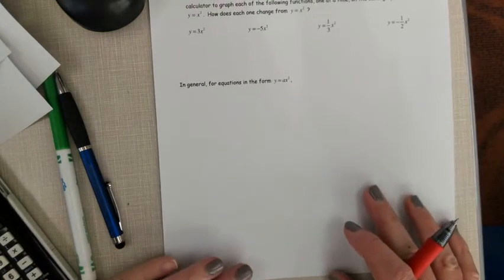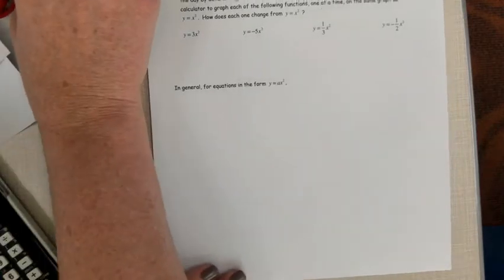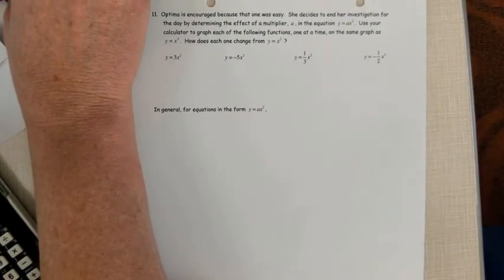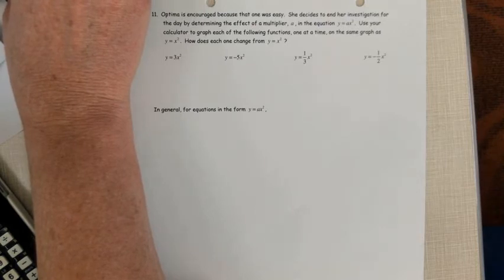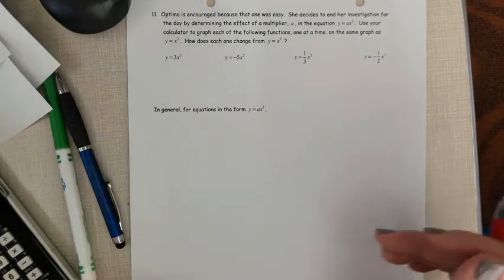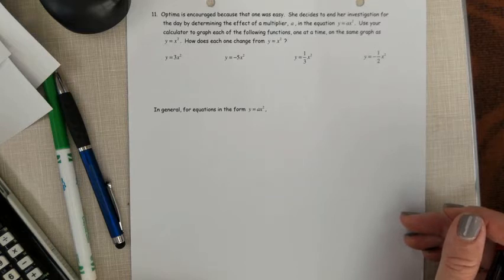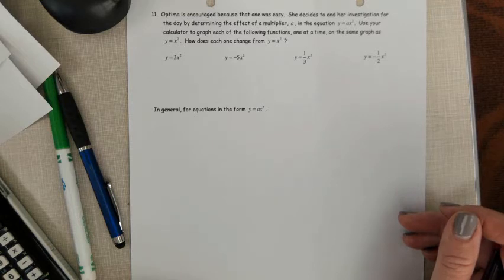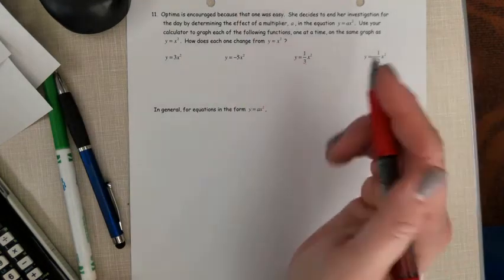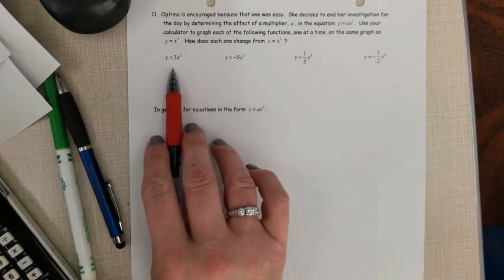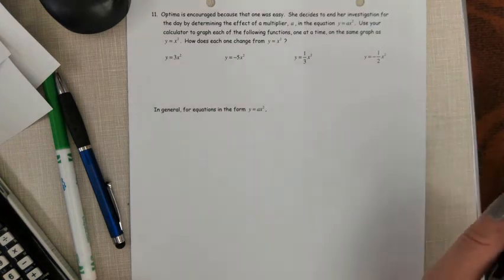She decides to end her investigation for the day by determining the effect of a multiplier, a, in the equation y equals ax squared. Use your calculator to graph each of the following functions one at a time on the same graph as y equals x squared. How does each one change from y equals x squared? If you want to pause here and answer for yourself, if it's skinnier, wider, reflection, and it can have more than one transformation.